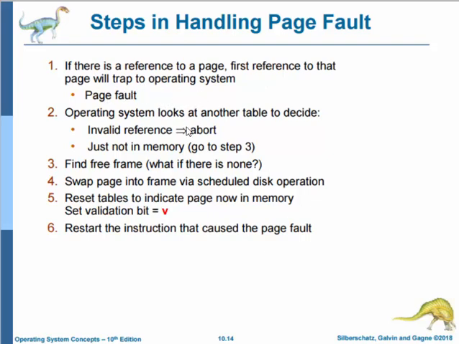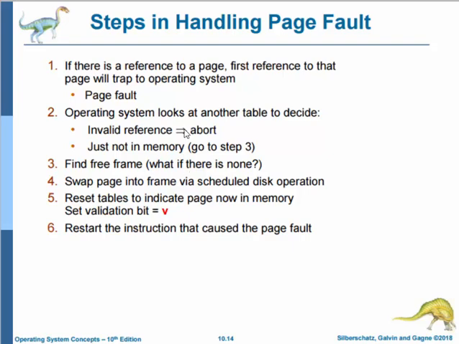Now, if the reference was invalid, we terminate the process. Okay, so it is being aborted. But if it was valid, but we have not yet brought in that page, we now page it in. So we just go to step 3. And what is step 3? We find a free frame by taking one from a free frame list, for example.